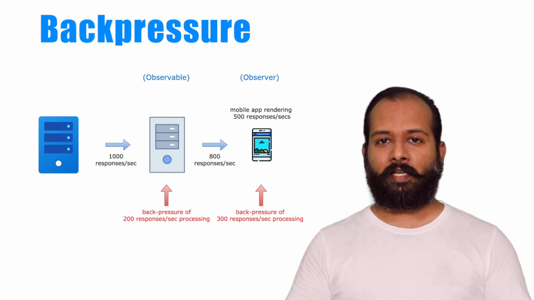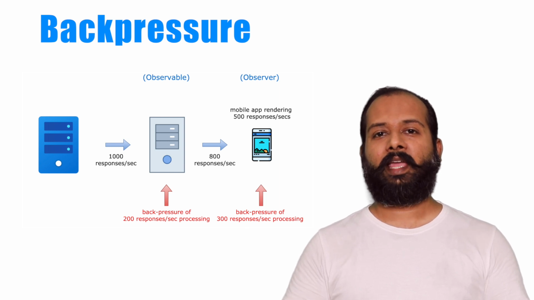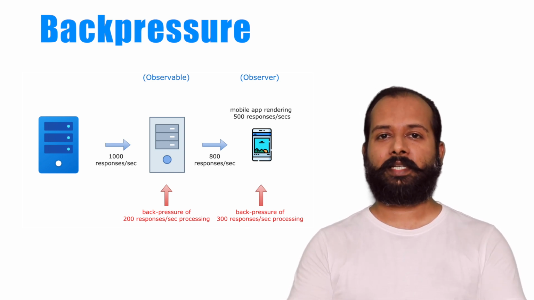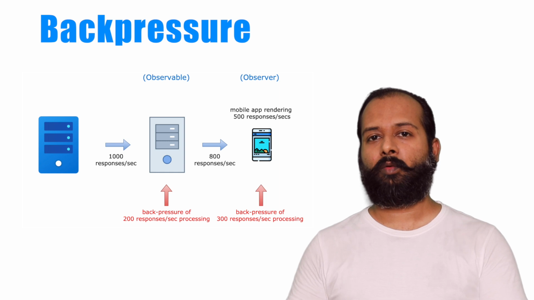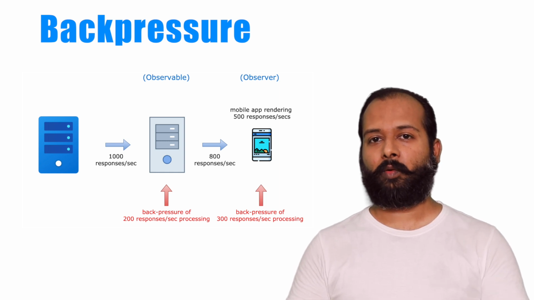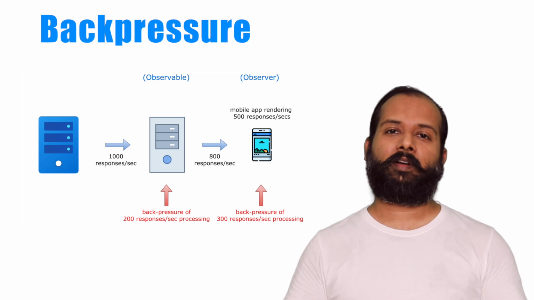Due to that processing load, my server 2 is only able to process 800 responses per second, and there is a lag continuously building up on a per second basis on server 2 for the 200 requests. So there is a pressure building on server 2 to process the 200 remaining requests every time on a per second basis. Now imagine the second part of this problem.